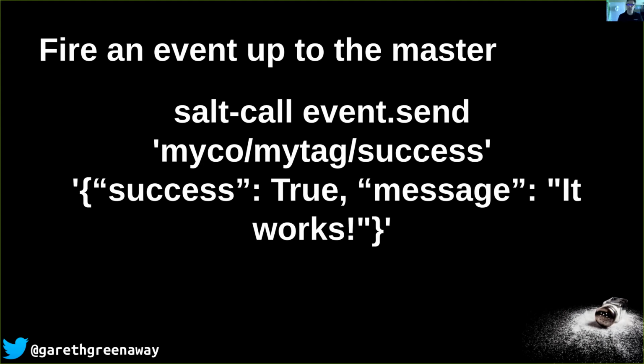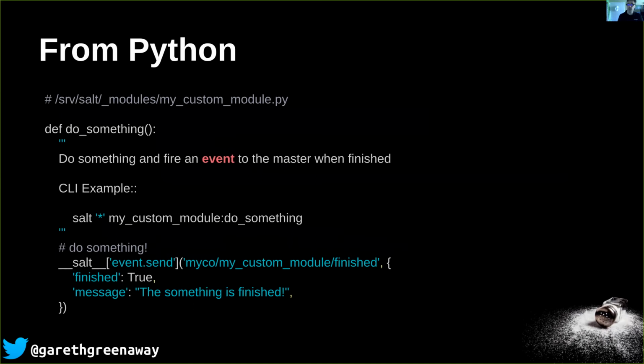We can also send events from the minion to the event bus on the master, again using the salt-call command on the minion, but this time calling the send function in the event module. We include a tag, in this case, my/tag/success, and the data we want to send in the dictionary. We can also send an event on the event bus from Python, for example, in a custom execution module. Here we're calling the same event.send function as before, but we're using the dunder salt dictionary to make the call.